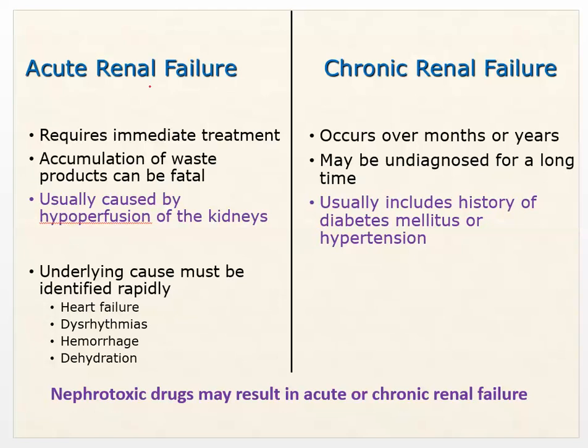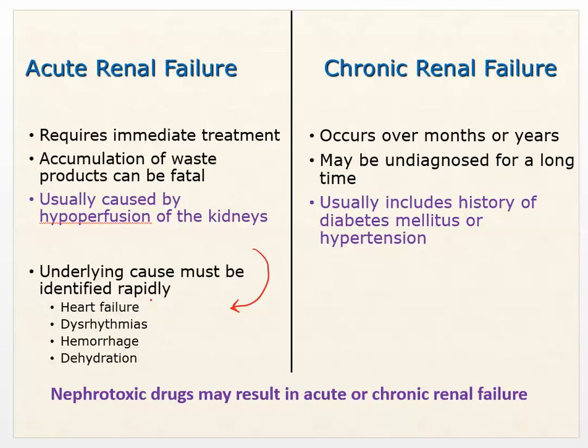So, acute renal failure and chronic renal failure. Acute renal failure requires immediate treatment. Accumulation of wastes and products can be fatal. Usually that's caused by hypoperfusion of the kidney. So something has happened in another part of the body where the kidneys are either not able to get the blood, or they've actually shut down and said, stop sending as much blood through that renal artery.